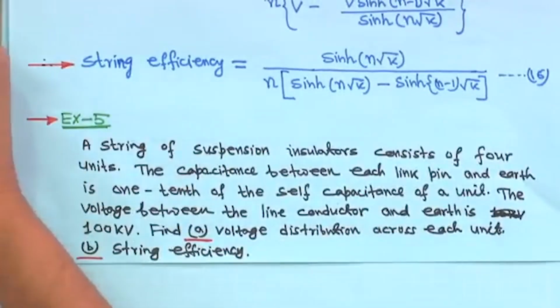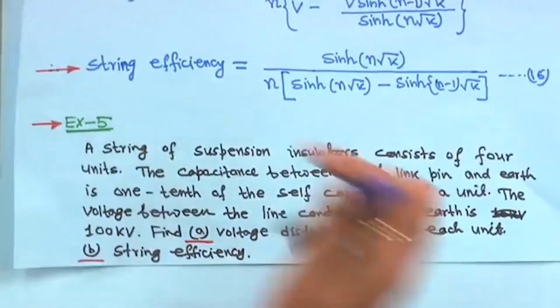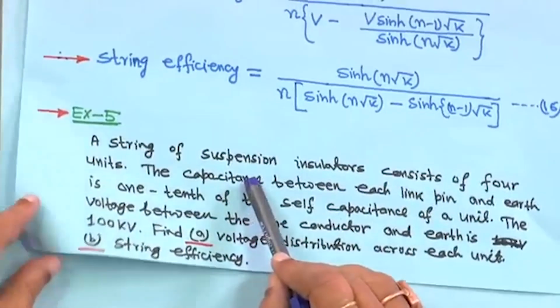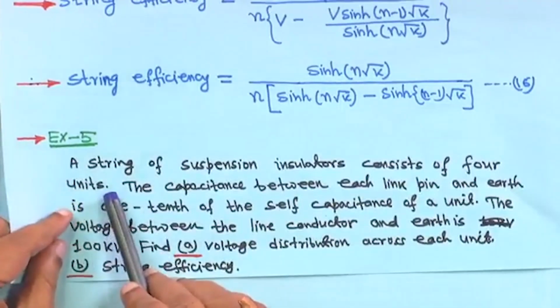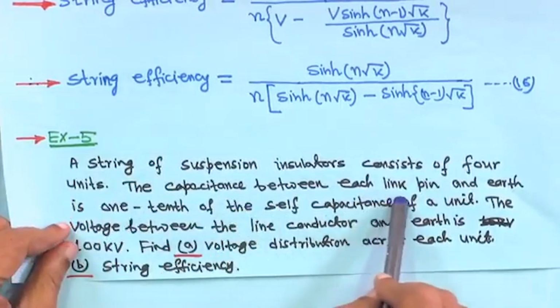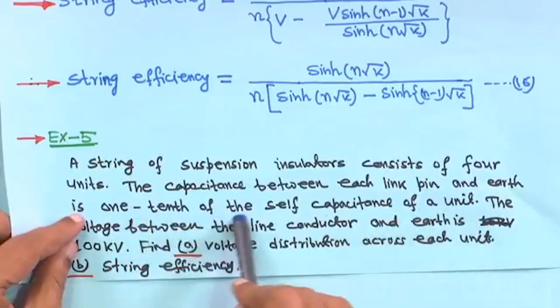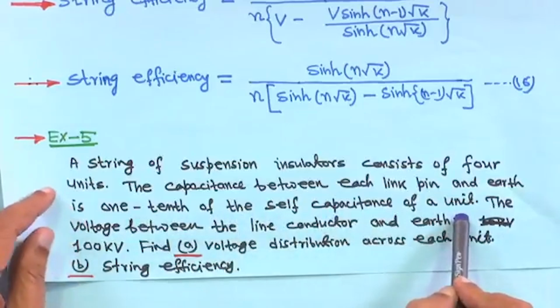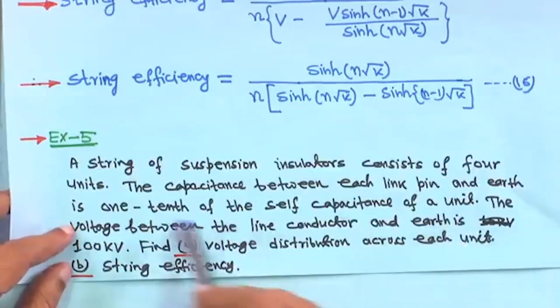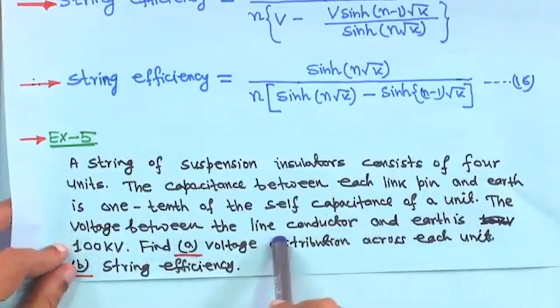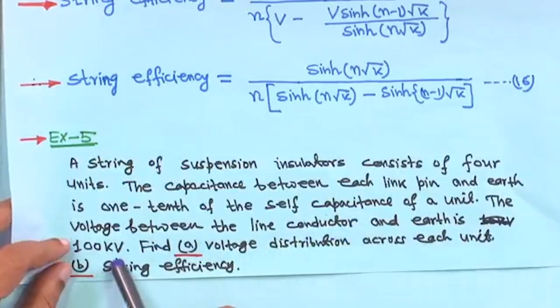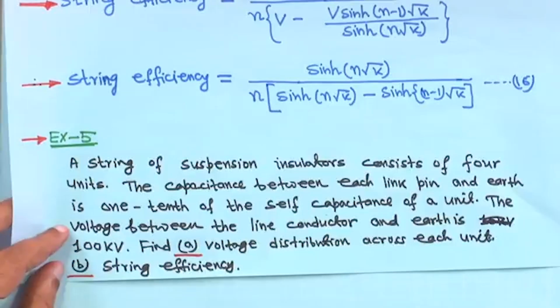So, now come to one example, right. A string of suspension insulators consists of 4 units, that is 4 discs. The capacitance between each link pin and earth is 1/10 of the self capacitance of a unit, that is K is equal to 0.1, because it is 1/10 of the capacitance of a unit. The voltage between the line conductor and earth is 100 kV, that is also given. Find the voltage distribution across each unit.